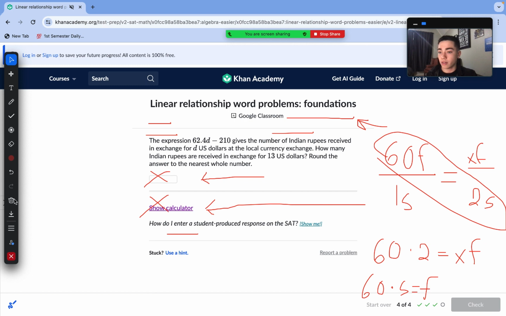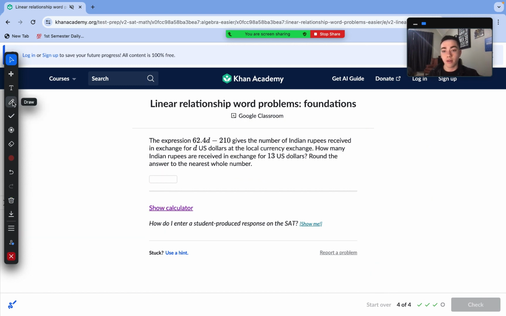On to our next question here, our last one. The expression 62.4D minus 210 gives the number of Indian rupees received in exchange for D US dollars of the local currency exchange. How many rupees are received in exchange for 13 US dollars? So once again, D represents US dollars, very similar to our first question. We're just going to be substituting in 13 for the variable D, and let's remember to round our answer to the nearest whole number here.